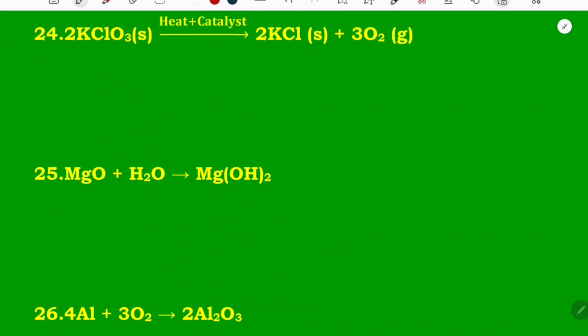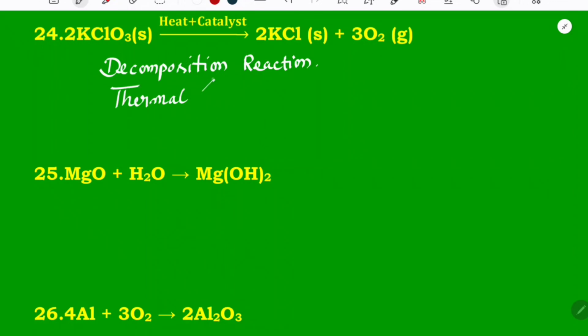So this reaction is called a what type of reaction? This equation is already balanced. This reaction is a decomposition reaction. Very clearly, the potassium chlorate is decomposed in the presence of heat. That's why it is called a thermal decomposition reaction.